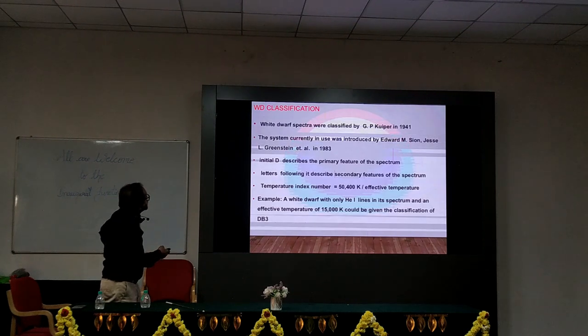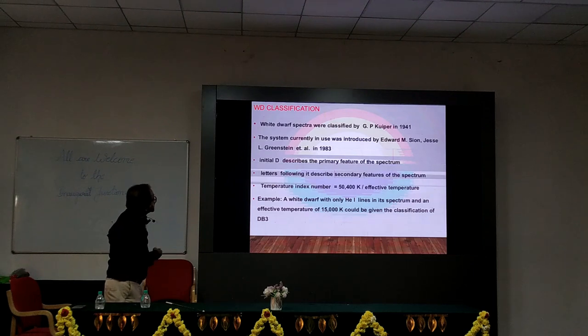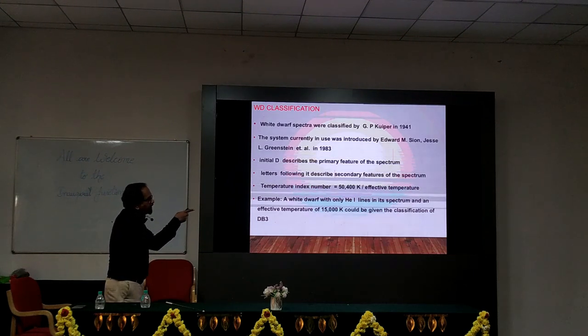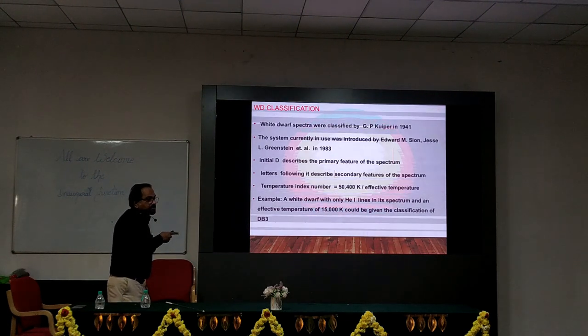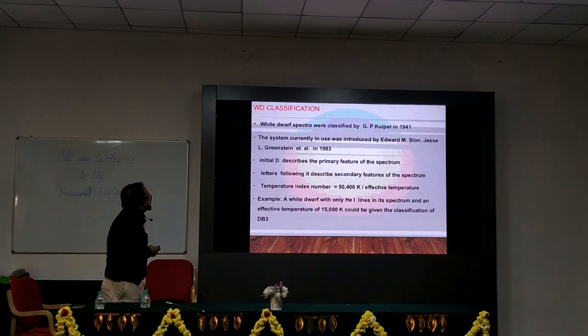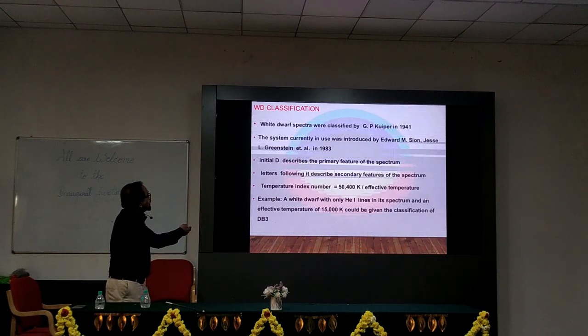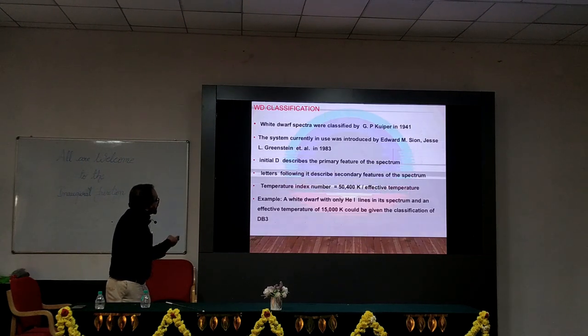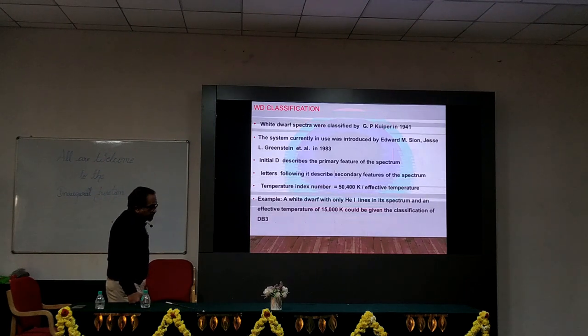So this I have discussed to some extent, and I will not go into too much detail. D letters and temperature index: I told you, DA3 means 50,000 divided by the temperature gives you that quotient number. As an example, a white dwarf with only helium lines and a temperature of 15,000 would be classified as DB3.